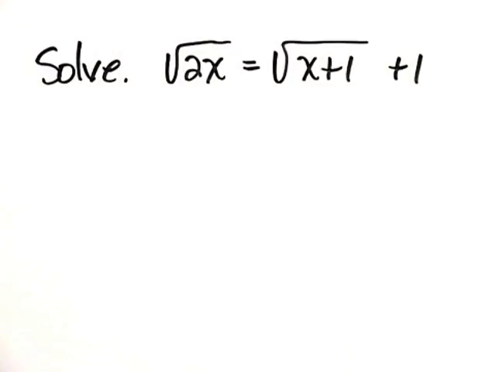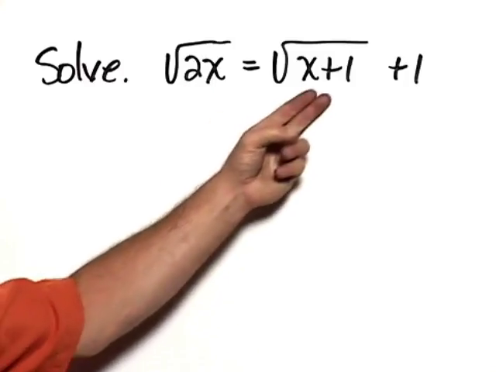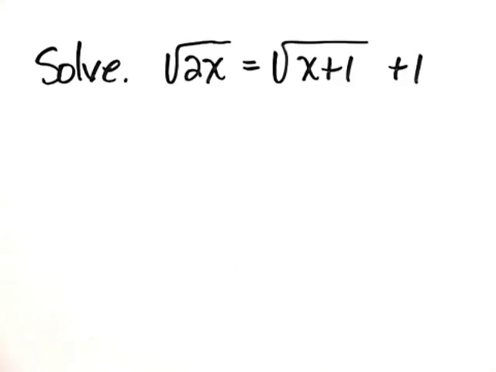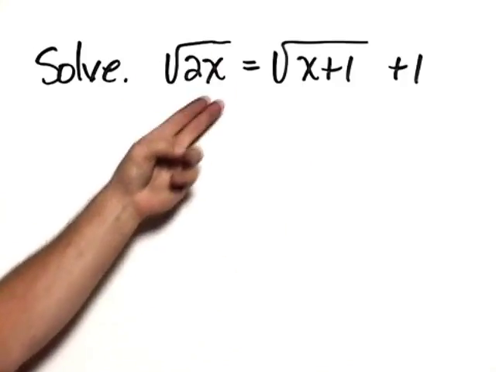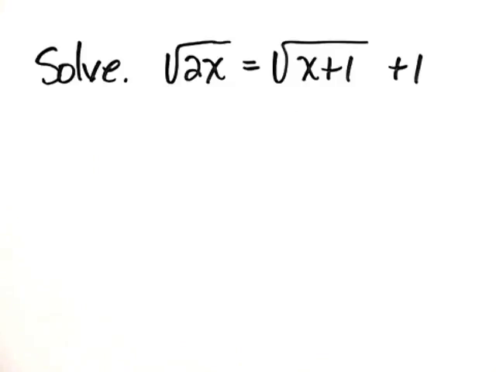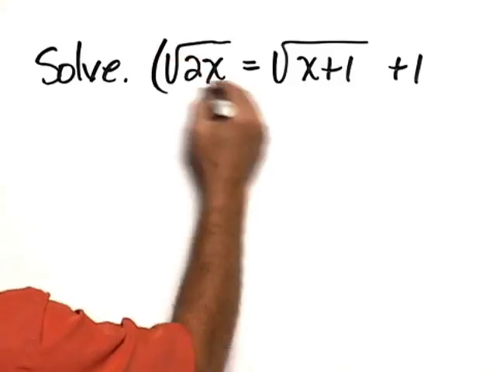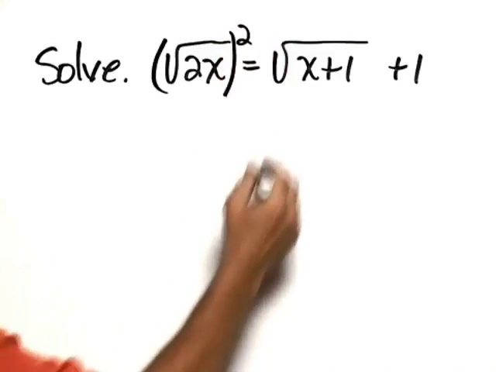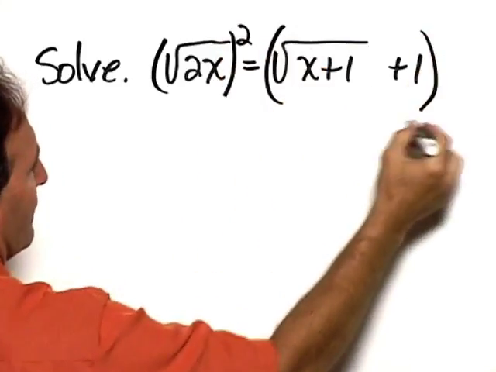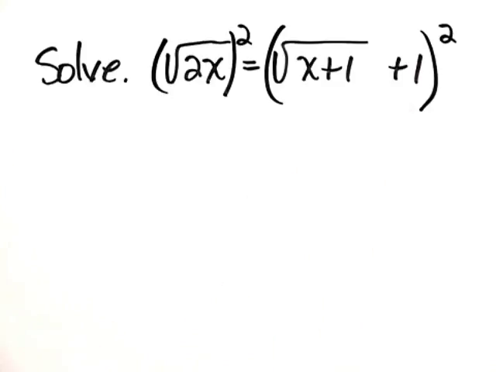Solve. The square root of 2x equals the square root of x plus 1 plus 1. Now, when we have two radical expressions, what we need to do is isolate one of them, and we already have, and then square both sides. So we'll take this expression and square it, and then put parentheses around the entire right-hand side and square it.